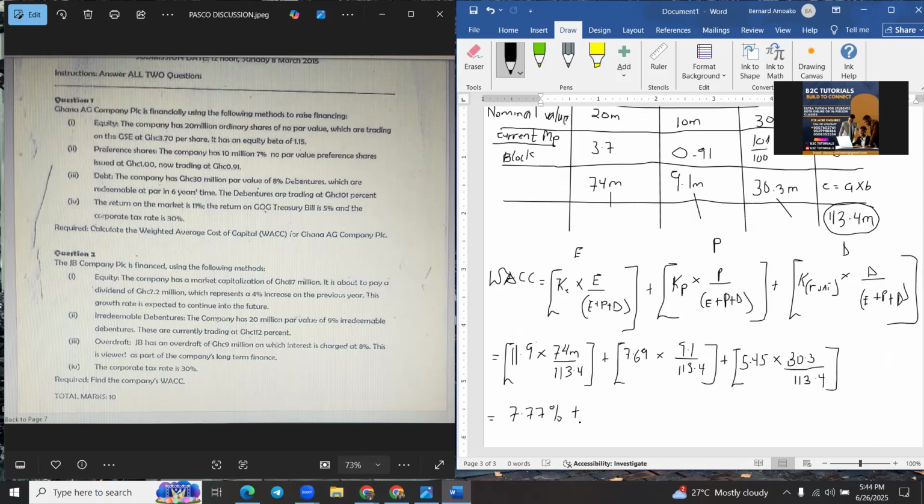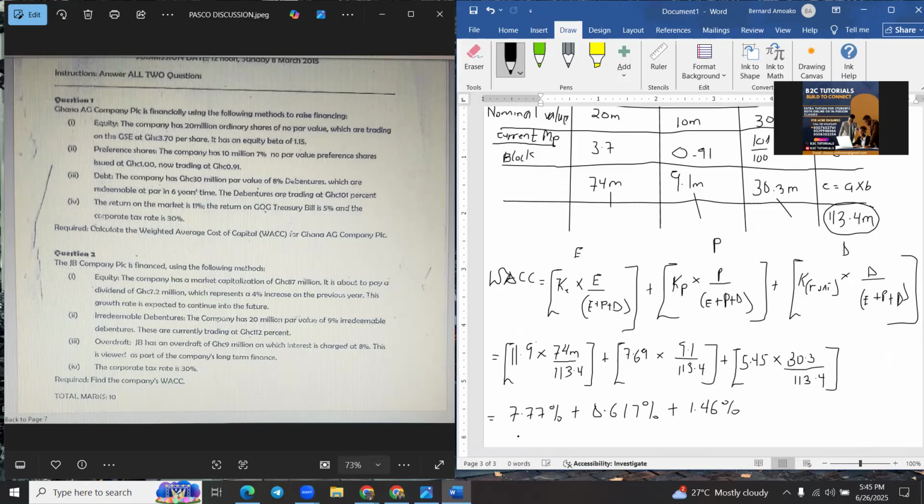a decimal of say 0.617%. Then you do the other one, which is 5.45 by 30.3 over 113.4, and that's going to give you 1.46%.